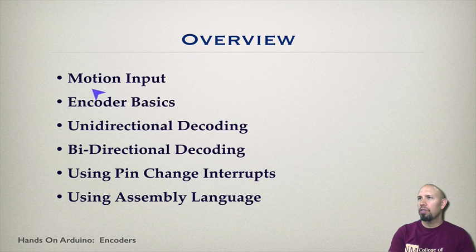We're going to talk about, first of all, what are the basics of inputting motion into a computer, information about motion. Second, we're going to talk about encoders, in particular incremental encoders, but also we're going to mention a little bit about absolute encoders and their basic functions. Then we're going to move on to talk about unidirectional decoding. So that is, if you're only going in one direction, how to do the decoding. Then we're going to move on to bidirectional decoding. So if you can go forward and backwards, that's actually a more complicated problem. We'll talk about bidirectional decoding.